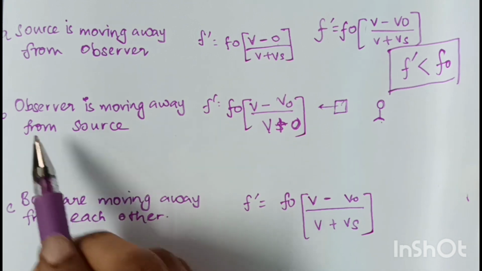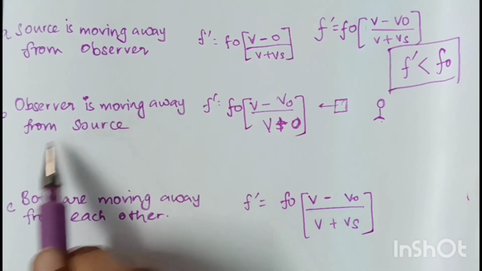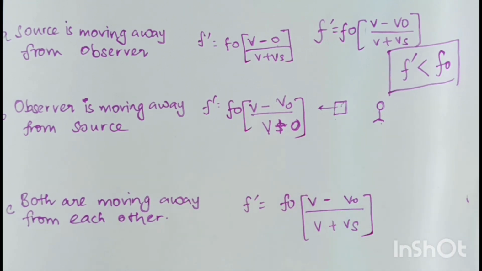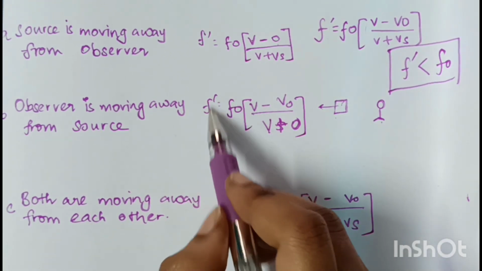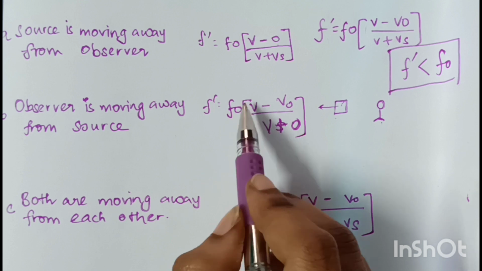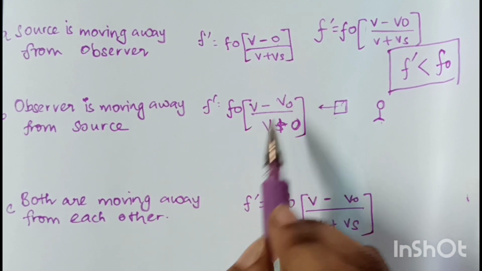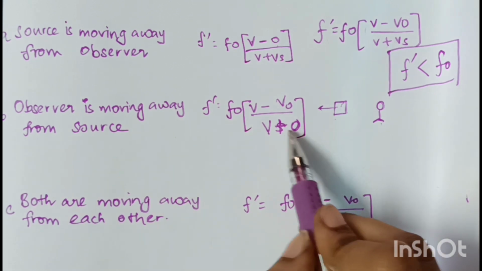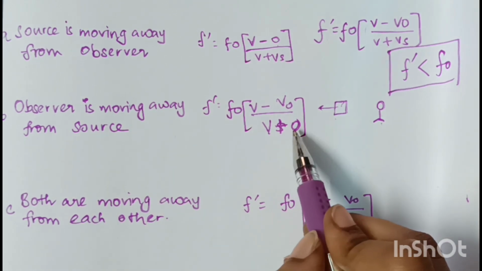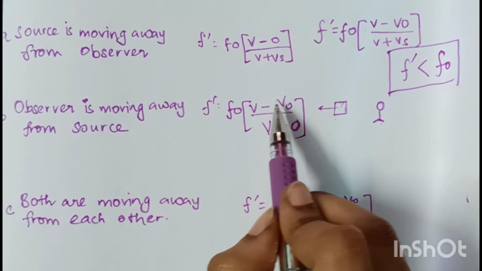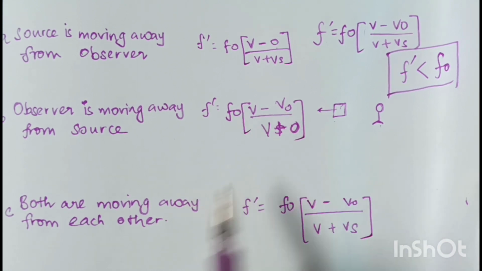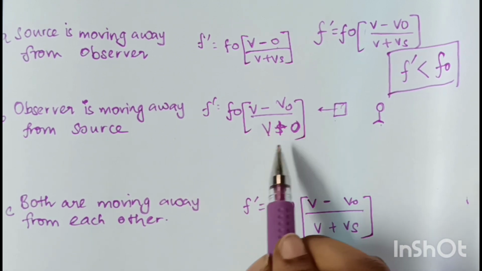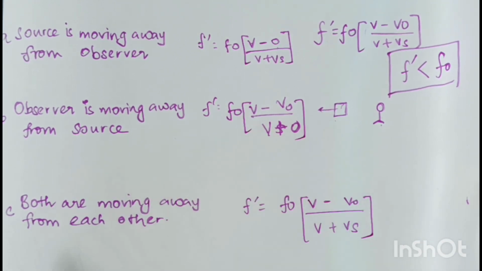Now the second case: the observer is moving away from the source. The source is stationary and the observer is moving away from it. Then f dash equals fo into (v minus vo) by (v plus 0). Why 0 here? Because vs, the velocity of the source, is 0. What about vo? We have to subtract vo from v. Why? Because we have to make the numerator decrease and the denominator increase. So that is the reason.